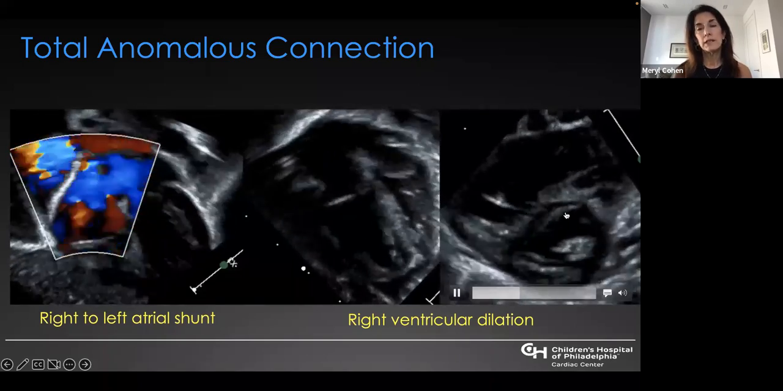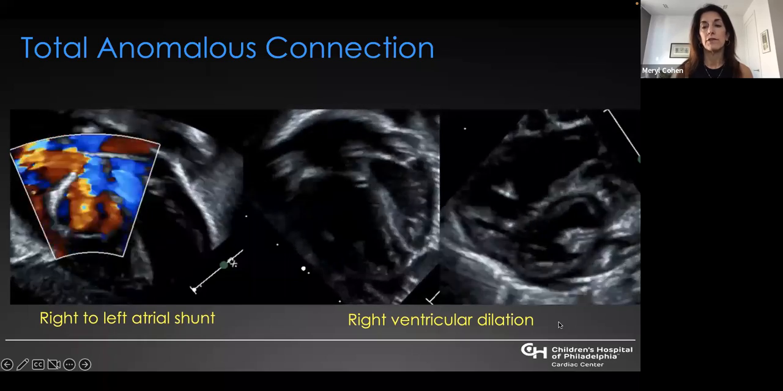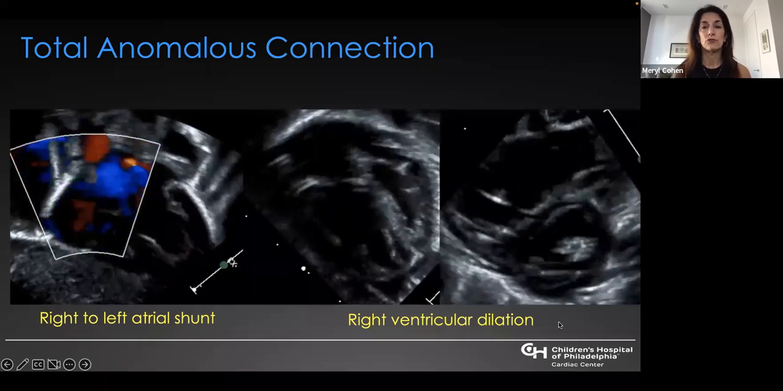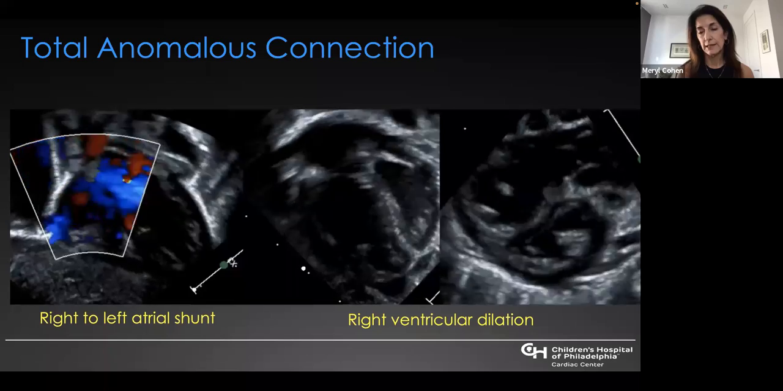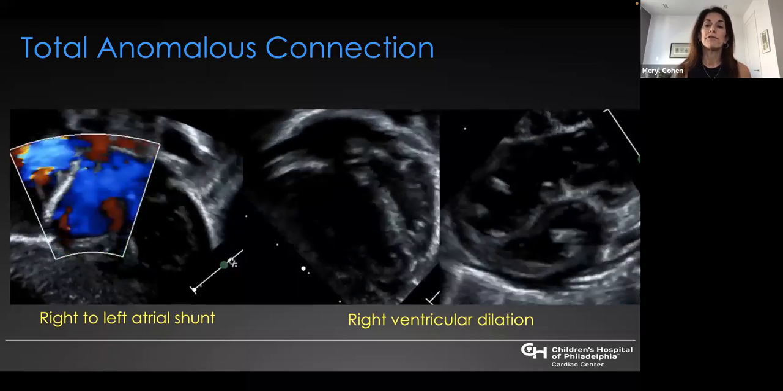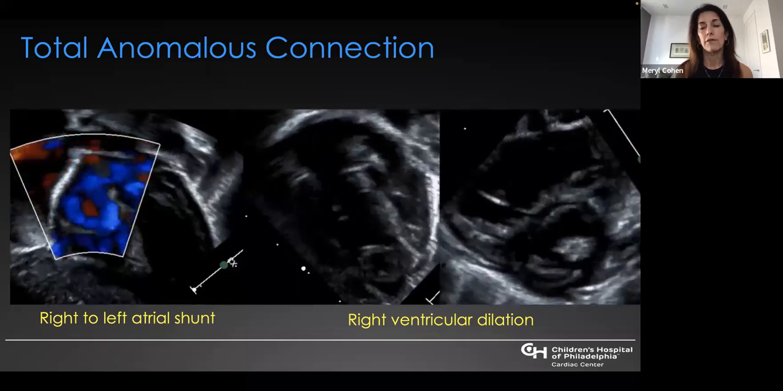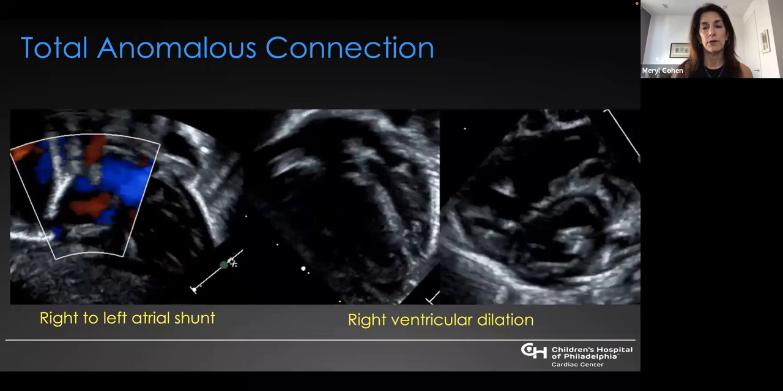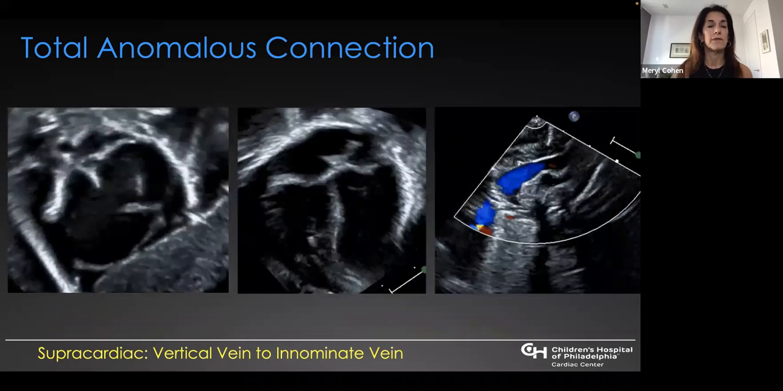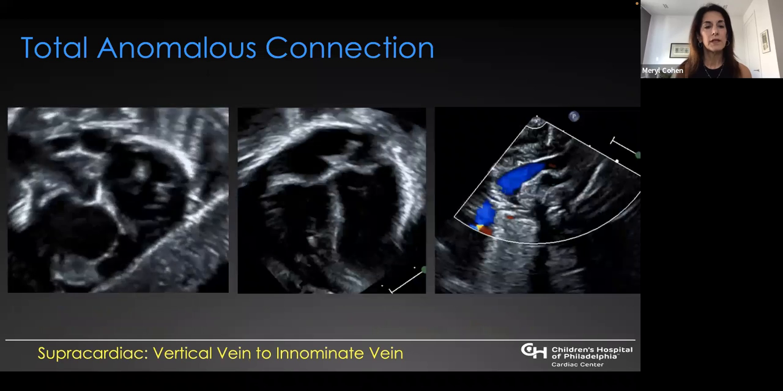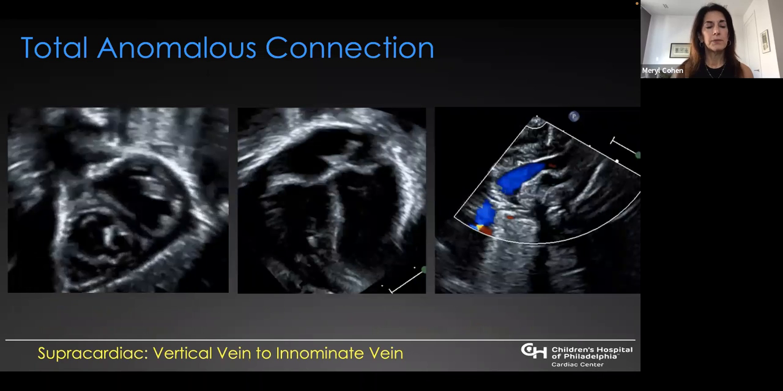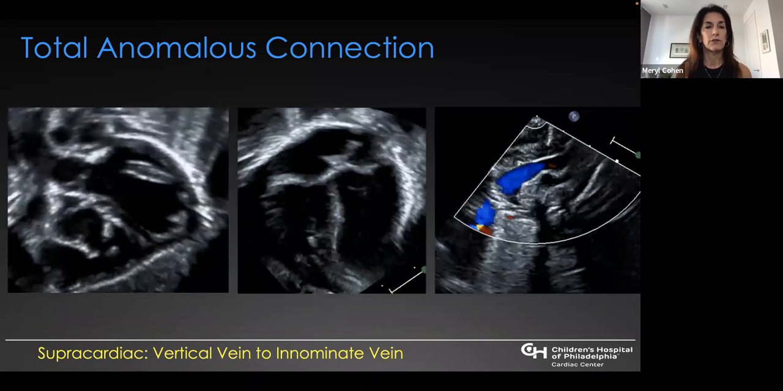And often, particularly when there's obstruction of the veins, you'll see that the right ventricle is quite dilated, and there will be flattening or even bowing of the ventricular septum because of the high pressure that reflects back to the pulmonary vascular bed. So here is an example of supracardiac total veins.